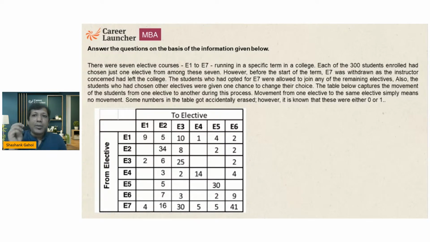Now the table below captures the movement of the students from one elective to another elective. Movement from one elective to the same elective simply means no movement. Some numbers got accidentally erased. Moreover, it is known that any number that has been erased is either 0 or 1.